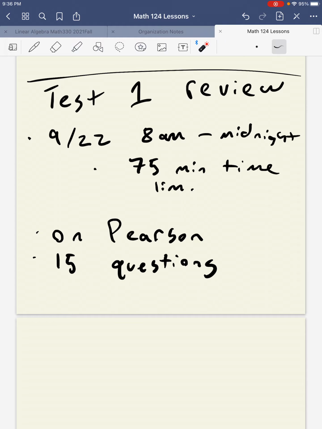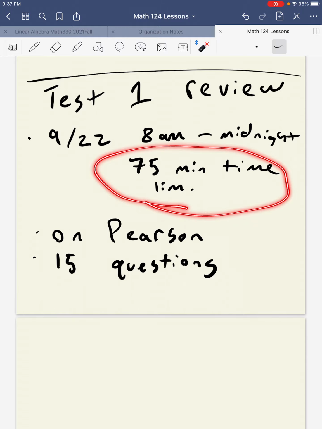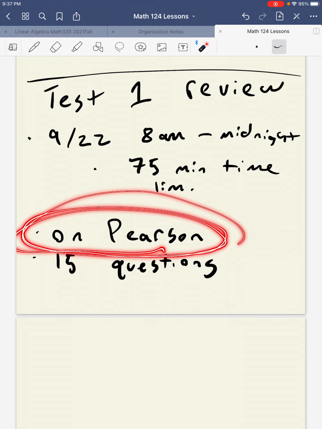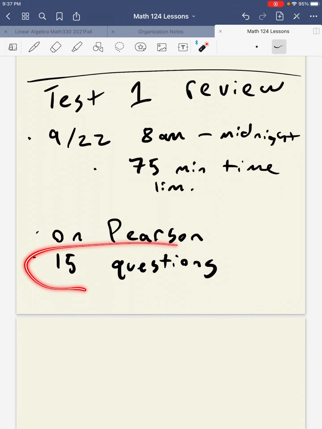So before I begin, there's a few facts about the test I wanted to write down. It's on September 22nd, and it will be open from 8 a.m. until midnight on that day. But once you begin the test, there is a 75-minute time limit. You take the test online on the Pearson website where you do homework. There will be 15 questions.